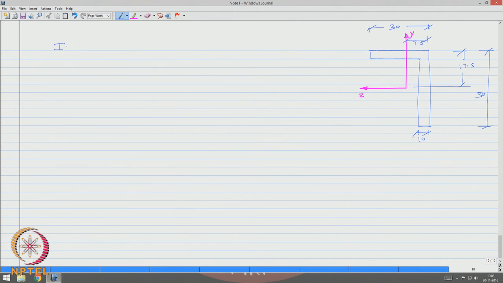So, from first principles I can find I z, that is 30 into 5 cube by 12 plus parallel axis theorem, which will be 17.5 minus 2.5 whole square, plus, oh this is 5 mm thick, 5 into 45 cube by 12 plus again parallel axis theorem 45 into 5 into 27.5 minus 17.5 the whole square, which gives me 9.453 into 10 power 4 mm4.